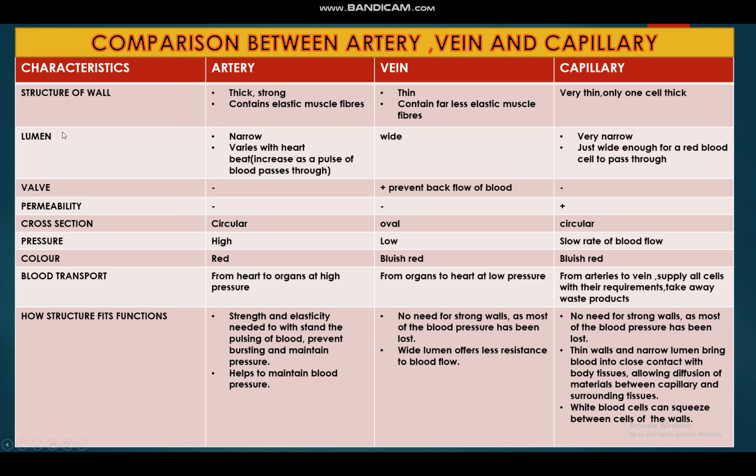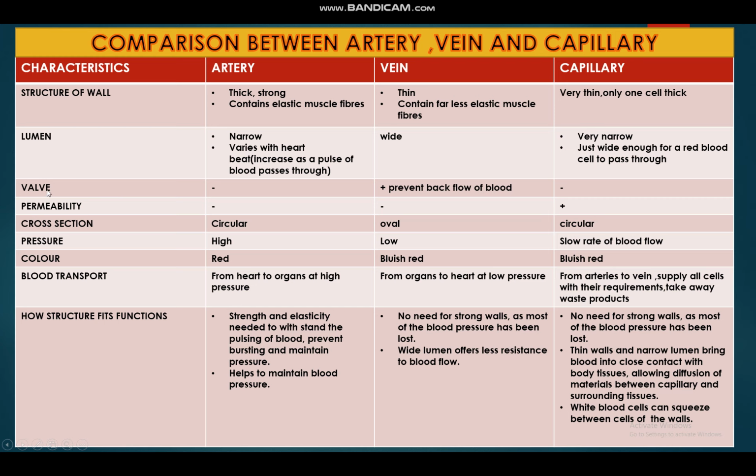Now if you consider the lumen, in case of artery, the lumen is narrow and it varies with the heartbeat because of the elastic muscle fibers. It can sustain the blood pressure. It increases as a pulse of blood passes through it, which means it can accumulate the blood during the contraction of the heart. In case of vein, the lumen is wide, and in case of capillary, the lumen is very narrow, just wide enough for a red blood cell to pass through.